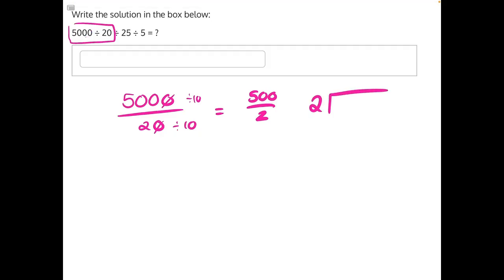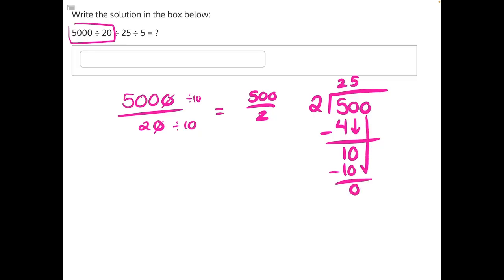2 can go into 500. Well, 2 goes into 5 2 times, and 2 times 2 is 4. When we subtract, we're left with 1, and we bring down a 0. 2 can go into 10 exactly 5 times evenly with no remainder, but we still have to bring down that last 0 and say 2 cannot go into 0, so we have to put a 0 right there. Now our division problem is 250 divided by 25 divided by 5.